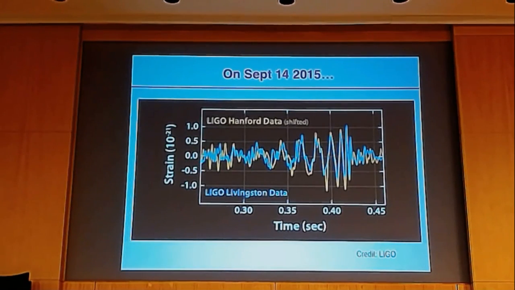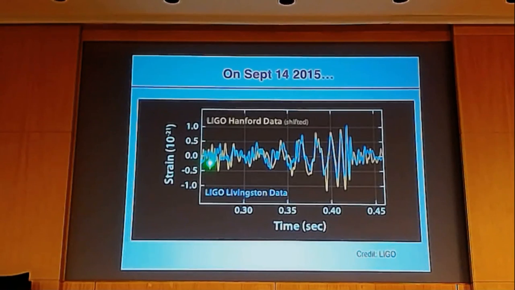That night, early morning, this is what we saw. So this is the time series. Remember the photocell signal: in blue, Livingston; in orange, Hanford, but shifted 7 milliseconds.